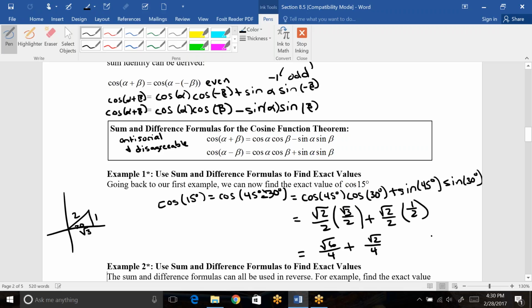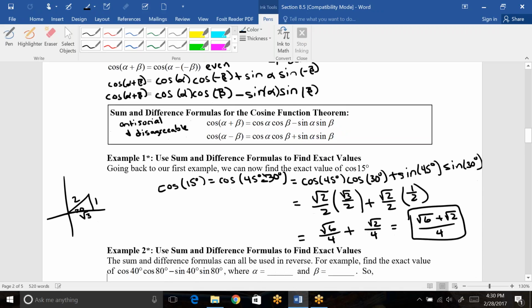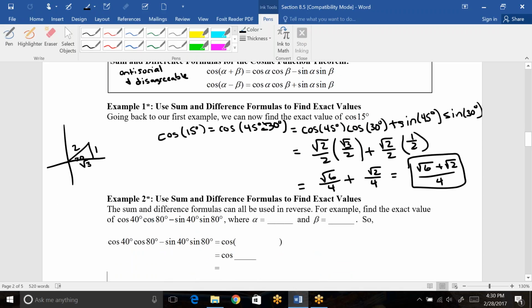So notice that we get the final answer, if we want to write it as one fraction, is square root of 6 plus square root of 2 over 4. Now, I would not approximate this unless it says to in the directions, which this doesn't. It says find the exact value, which means no decimals. So let's look at another one.